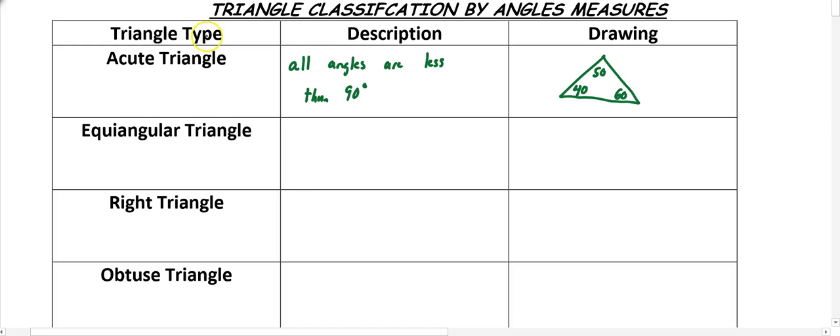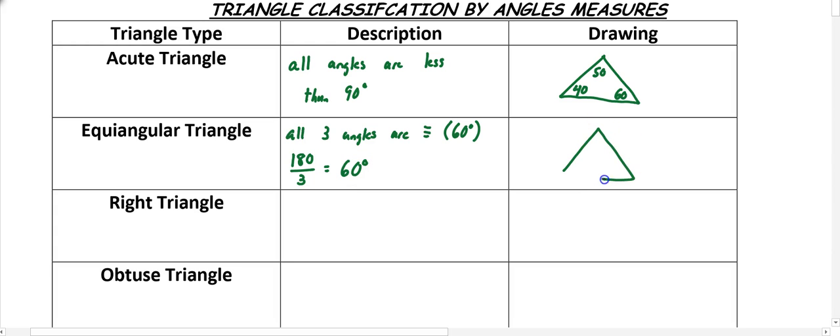An equiangular triangle means that all three angles are congruent. This only happens when they are 60 degrees, which should make sense because remember the sum is 180. If we divide by three angles, they all have to be 60 degrees. So in an equiangular triangle, all three angles could be marked congruent because they're the same and they're all going to be 60 degrees.